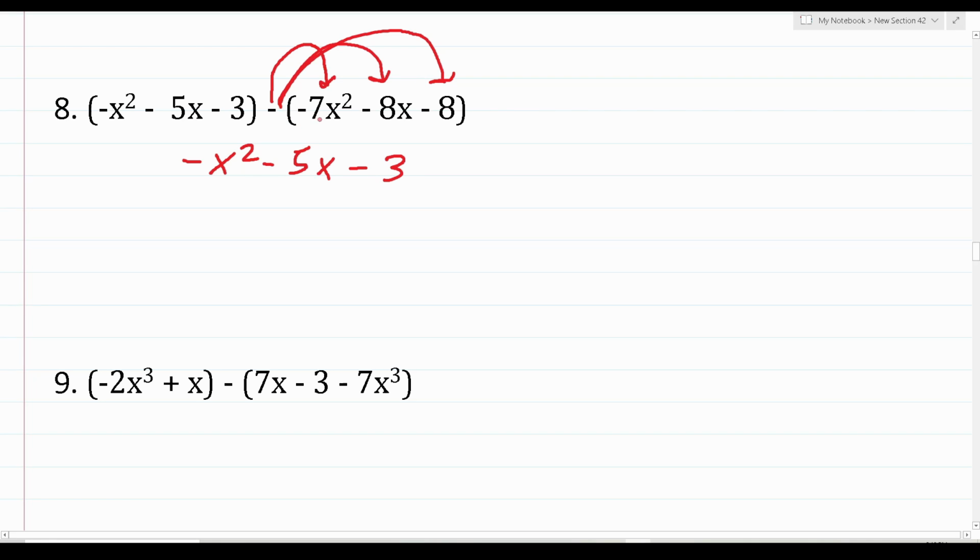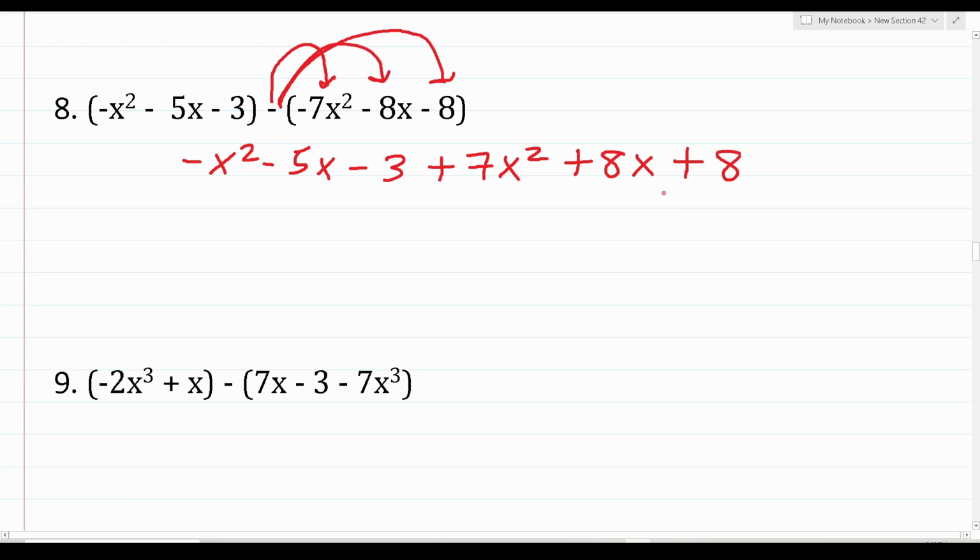So negative times negative 7x squared just becomes positive 7x squared. Again, a negative times a negative is a positive. Then we have negative times negative 8x, and negative times a negative is a positive, so this is positive 8x. And then finally, we have a negative times a negative, so negative times negative 8 is plus 8.